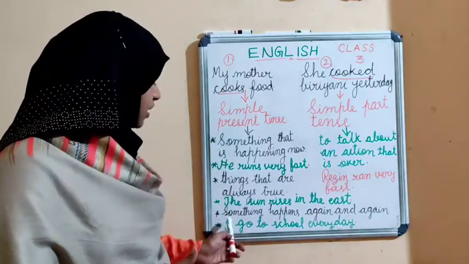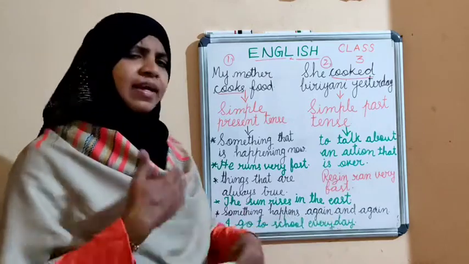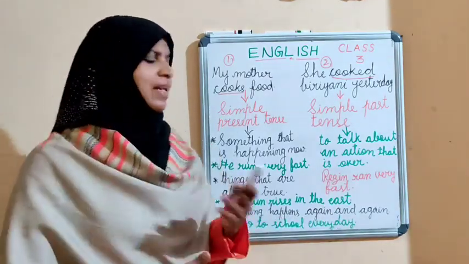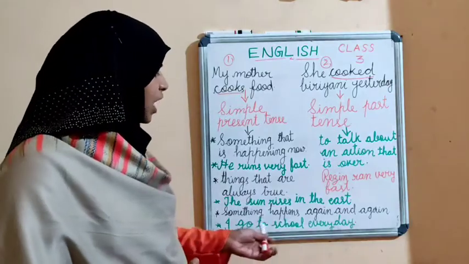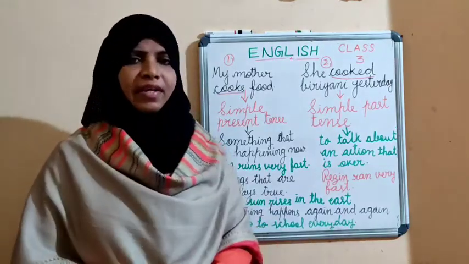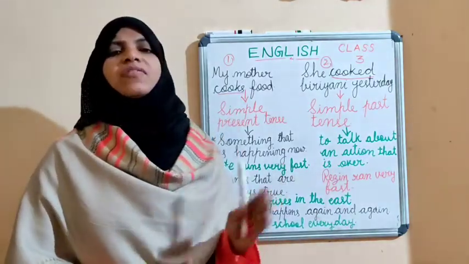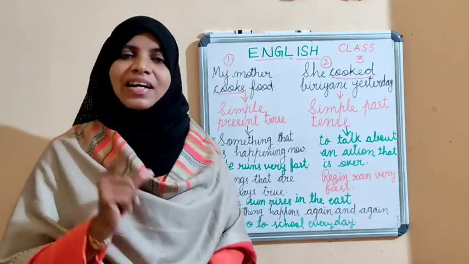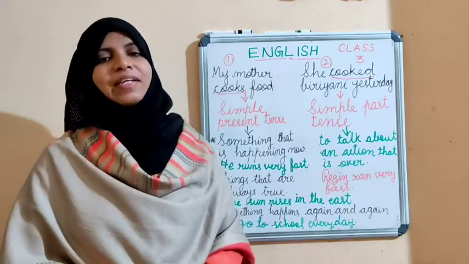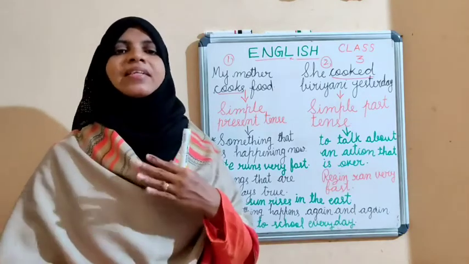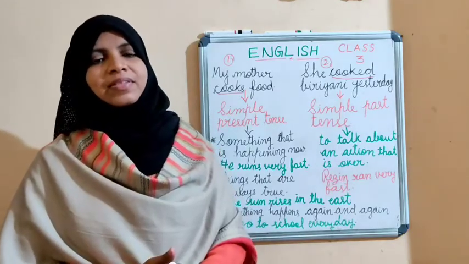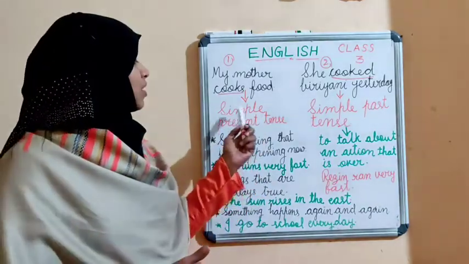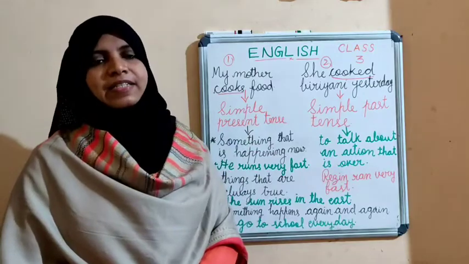Okay, next one. Something happens again and again. For example, I go to school every day. I watch the video every day. I drink a cup of milk every day. Again and again it happens. Okay? Then we can say simple present tense.